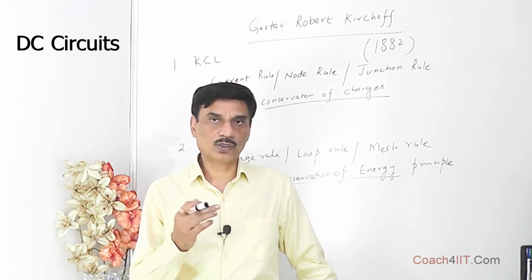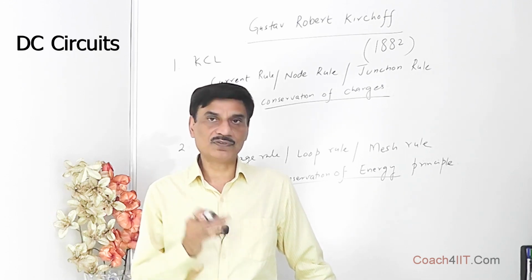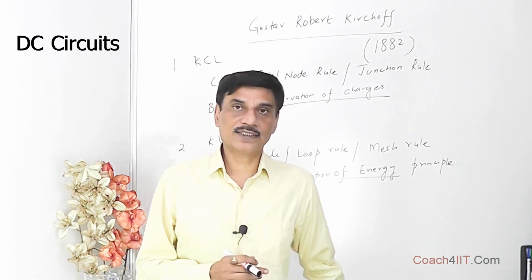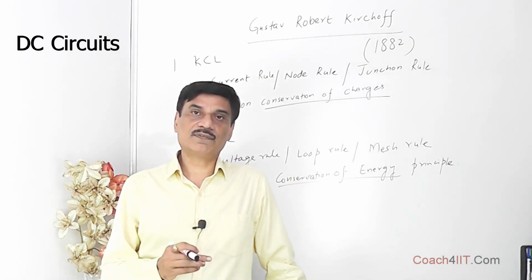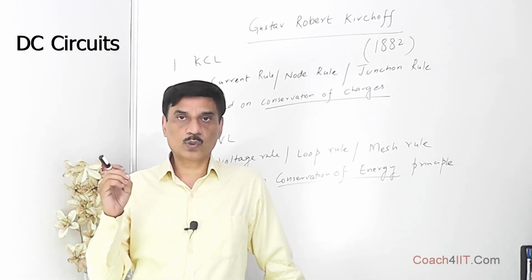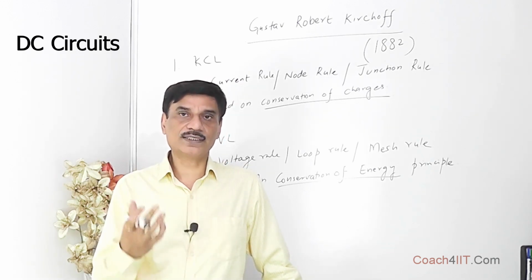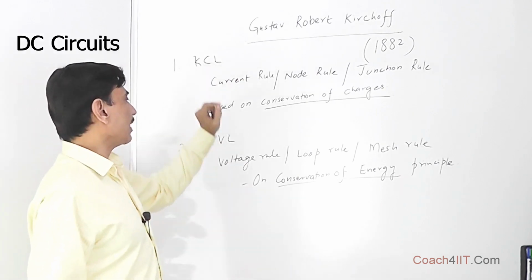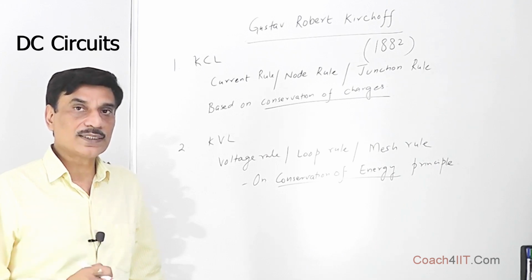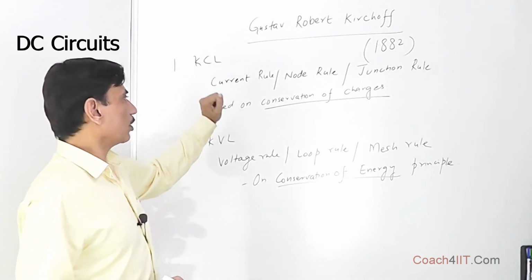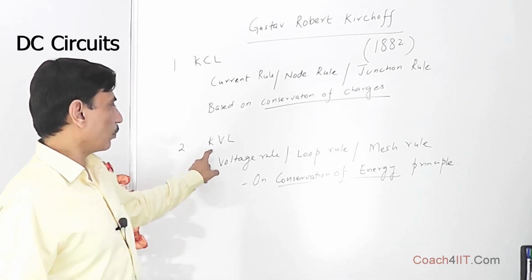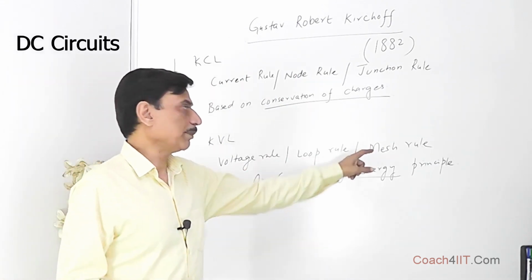These two laws or rules are based on conservation of charge and conservation of energy. KCL, Kirchhoff current law, is based on conservation of charge. That is, at any node or junction, whatever total current is coming in, the same current should exit. KCL stands for Kirchhoff current law and KVL stands for Kirchhoff voltage law. KCL is also known as the node rule or junction rule, and KVL is also known as the loop rule or mesh rule.